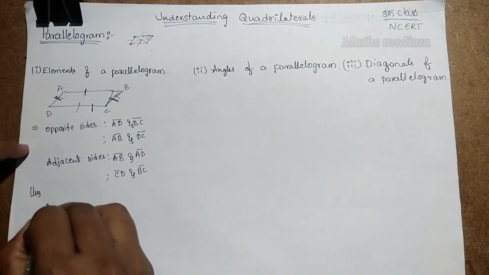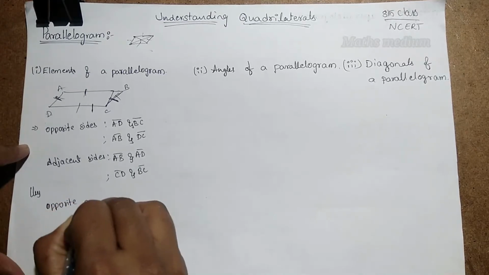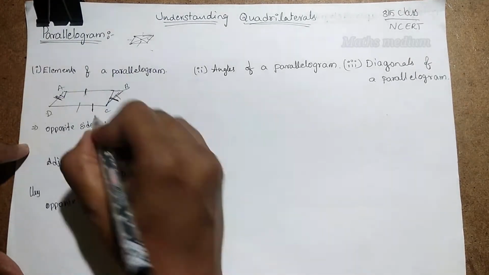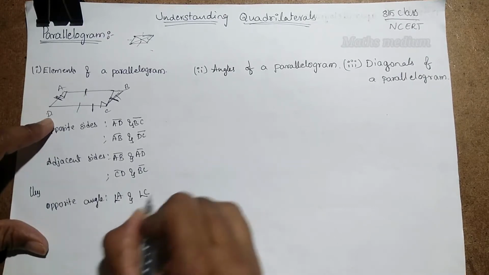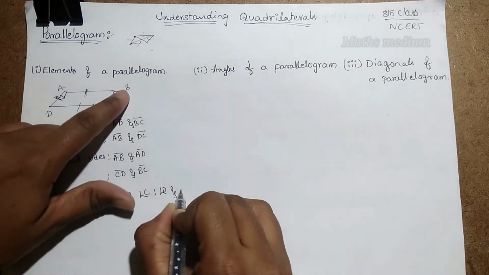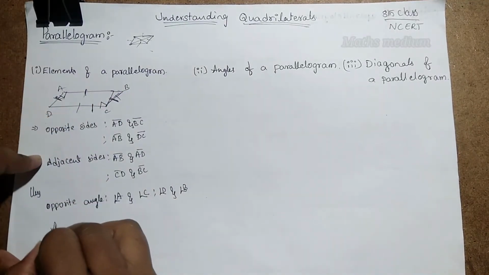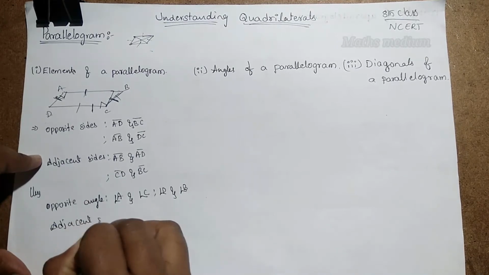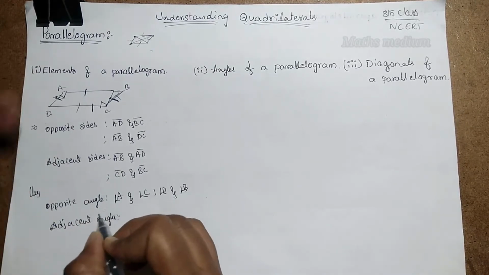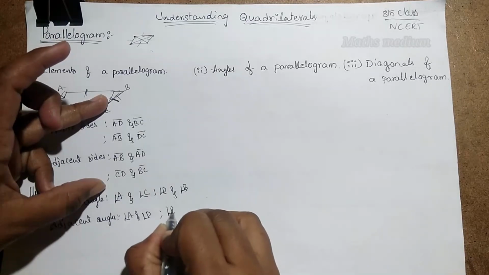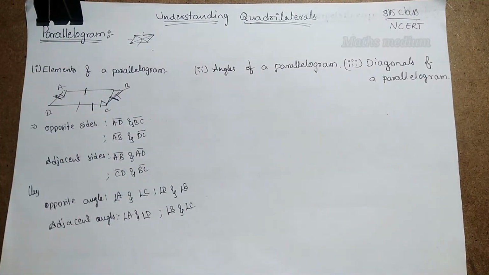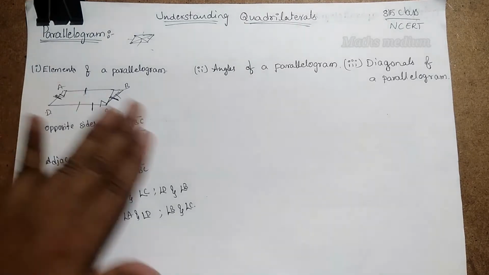Similarly, opposite angles. This is angle A, this is angle C. So we have angle A and angle C. Similarly, angle D and angle B. If you make adjacent angles, those are angle A and angle D, and similarly angle B and angle C. So these are the opposite sides and adjacent sides and opposite angles and adjacent angles of a parallelogram. This is about the elements of a parallelogram.